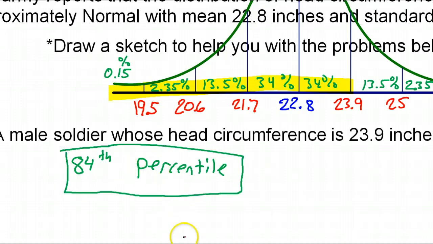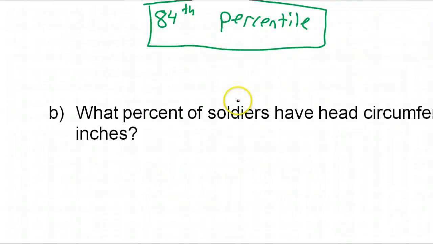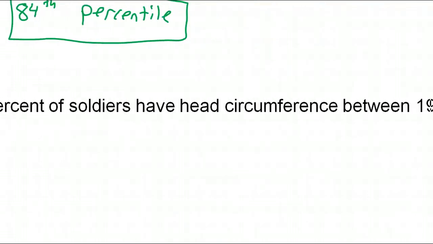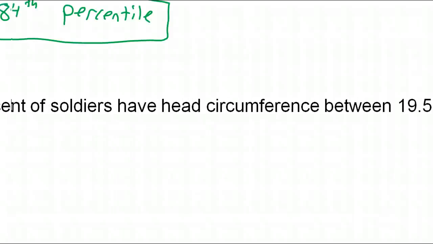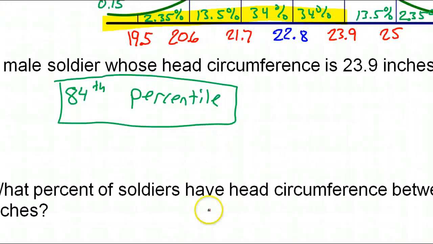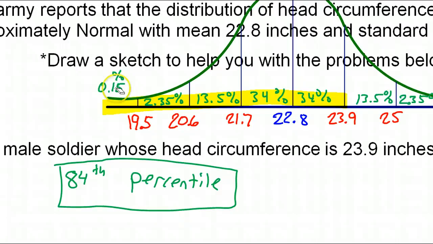Okay, part B. What percent of soldiers have a head circumference between 19.5 and 25? Let's see. 19.5 and 25. Well, here's 19.5 right here, and there's 25 right there. Okay, so I could just add up these 1, 2, 3, 4, 5 numbers.